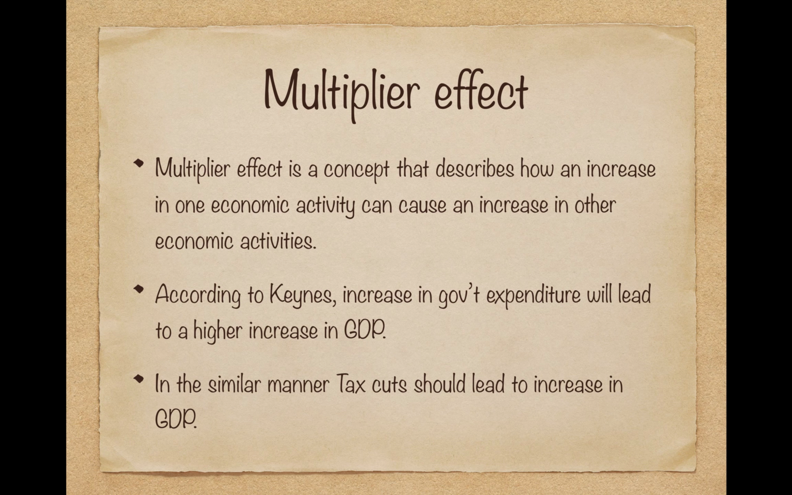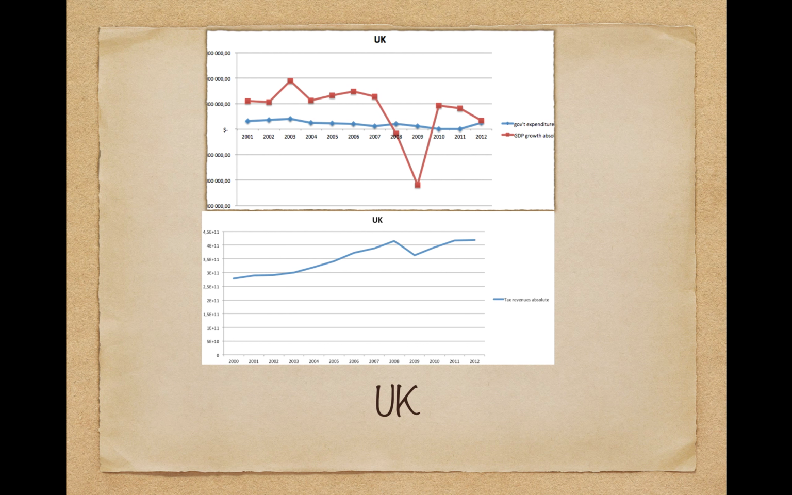According to Keynes, an increase in government expenditure will lead to a much greater increase in GDP. So maybe if the government spends $1, the GDP will grow $1.50, or something like that. In a similar manner, tax cuts should lead to an increase in GDP. And we're going to test this hypothesis.